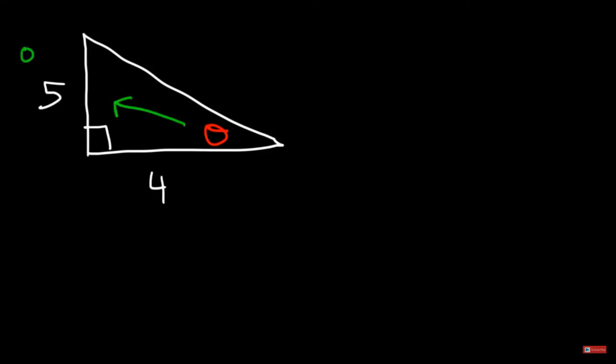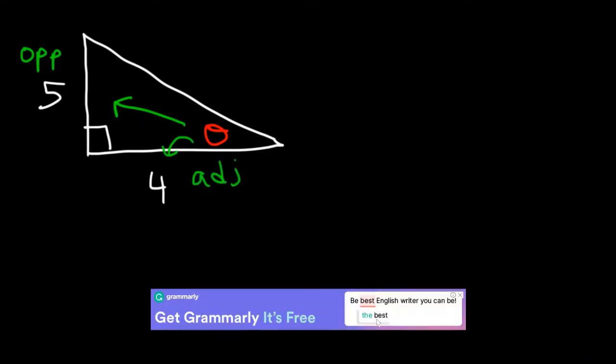Now let's work on another problem. So this time, we need to find the angle theta. And we're given these two sides. So 5 is opposite to the angle, and 4 is adjacent to it. So what trig function can relate theta, 4, and 5? We know tangent is opposite over adjacent. So tangent of the angle theta is equal to the opposite side, which is 5, divided by the adjacent side, 4.